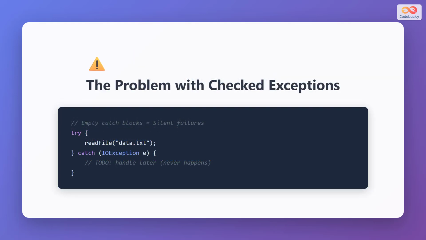While checked exceptions were designed with good intentions to force developers to handle errors, they created a significant problem in practice. Developers often wrote empty catch blocks just to satisfy the compiler. These empty handlers lead to silent failures where exceptions are caught, but nothing meaningful is done about them. The infamous "TODO: handle later" comment rarely gets addressed, and errors disappear without a trace. This defeats the entire purpose of exception handling.